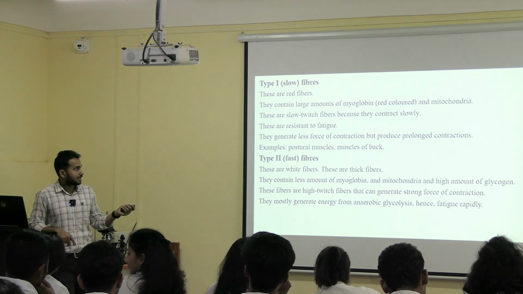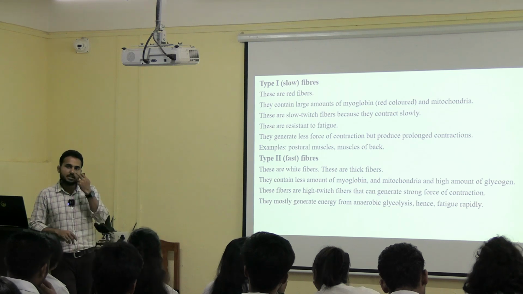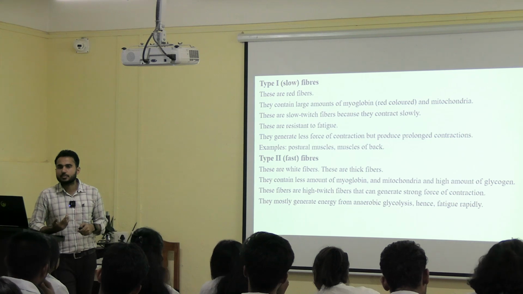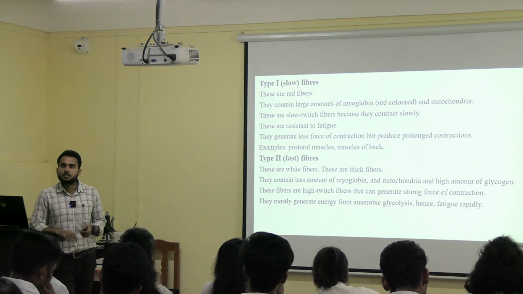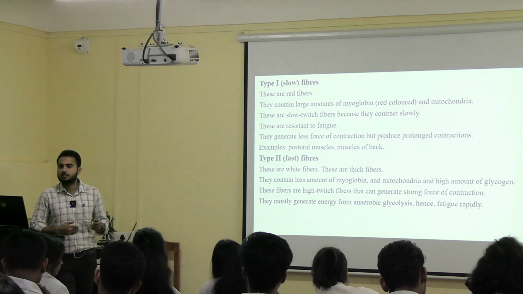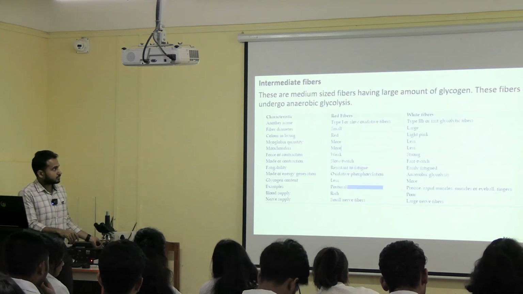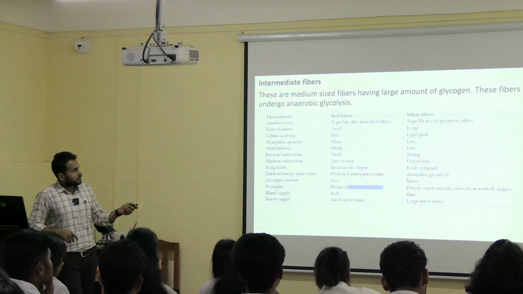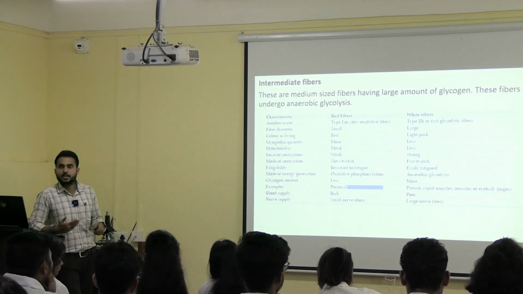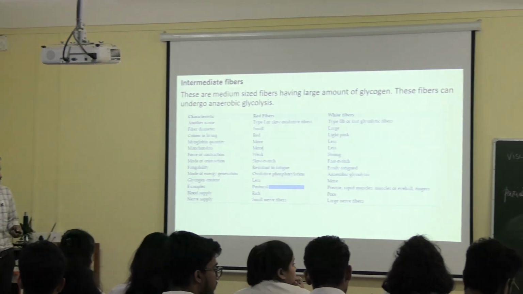So these are the type 2 or fast fibers, and in between them, intermediate fibers are there. Can anyone give me an example of those intermediate fibers? Mostly they are the fibers of the lower limb, so they are intermediate. Now here you can see the comparison between the red fibers and the white fibers. Just go through it, you will understand. Along with that, the examples are also given.